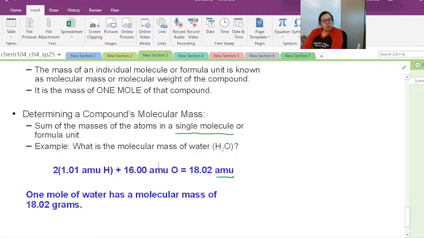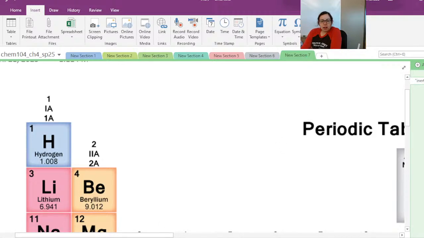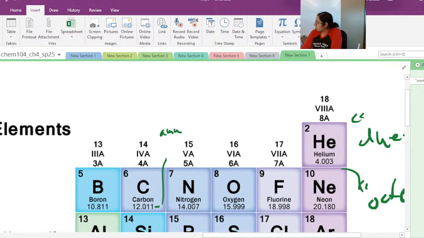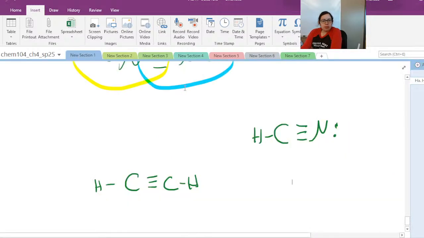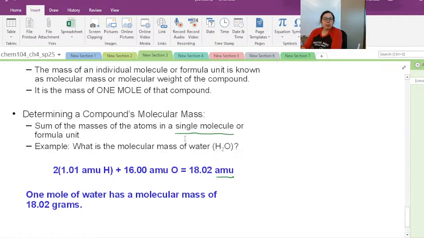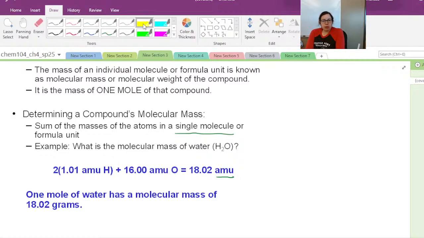Same thing with the mass of oxygen. They chose 16. You could have plugged in 15.999. So that's fine, numbers will slightly vary. And then you just add them together. Following the formula, H2O, we have to multiply our mass of hydrogen by 2 since there's 2. And that's how we get 18.